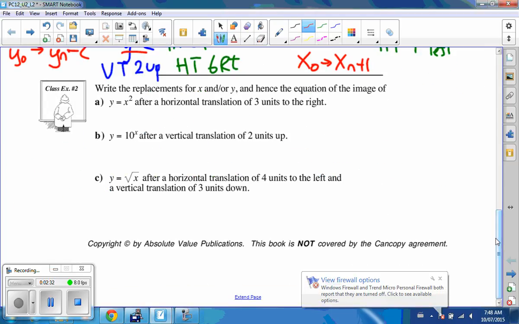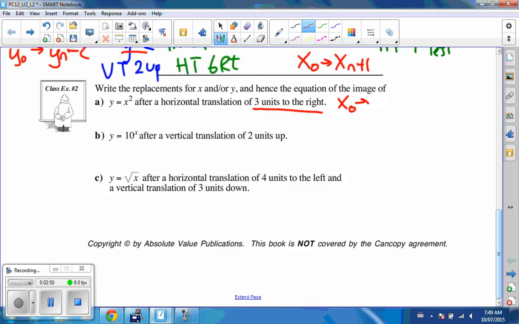The replacements to get this. So what I'm going to do is I'm now going to write what change needs to happen, and then I'm going to force that change to happen. Not sure if that makes sense, but let's give it a try. So this, to get it to go 3 units to the right, it's going to be x old is replaced by x new minus 3. So then this just becomes y equals x minus 3 squared.